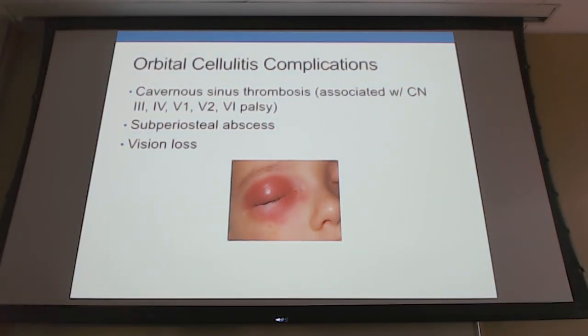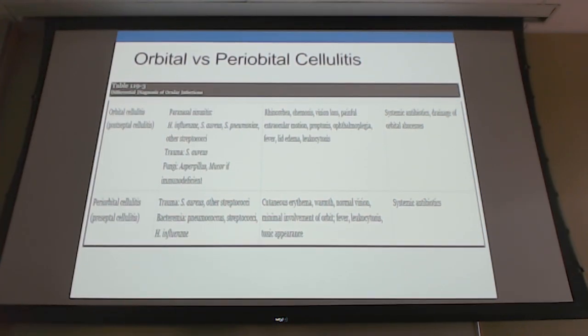Some complications that we see: cavernous sinus thrombosis, very rare in kids, but we do see it. You can see abscesses that will build up and then potentially chronic vision loss. So please be able to distinguish the difference between those two.